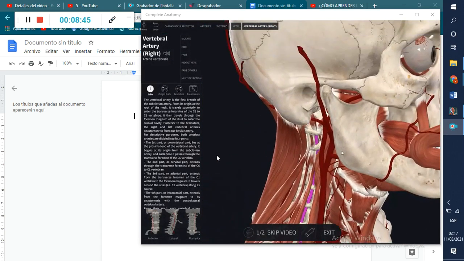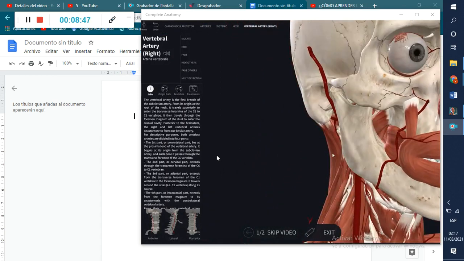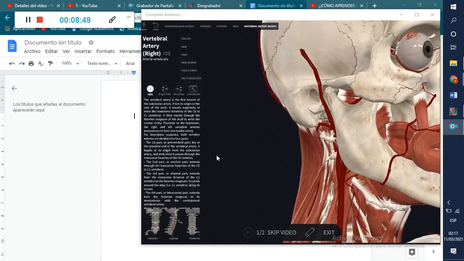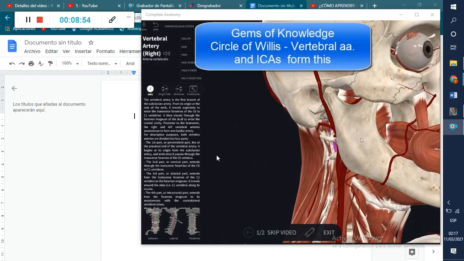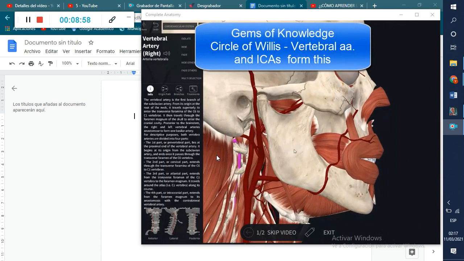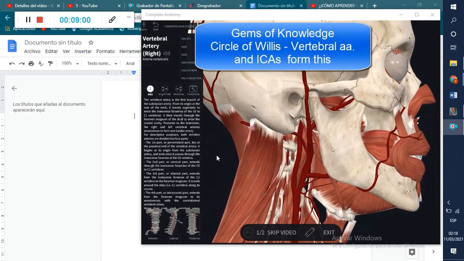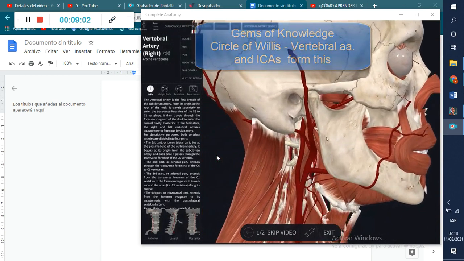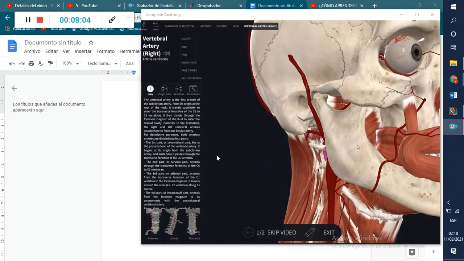Once it's up in the cranial cavity, it'll join the vertebral artery from the other side, form what is called the basilar artery, and ultimately help in forming the circle of Willis, which is this very, very important vascular circle or vascular ring in the cranial cavity, without which life as we know it would not be possible.